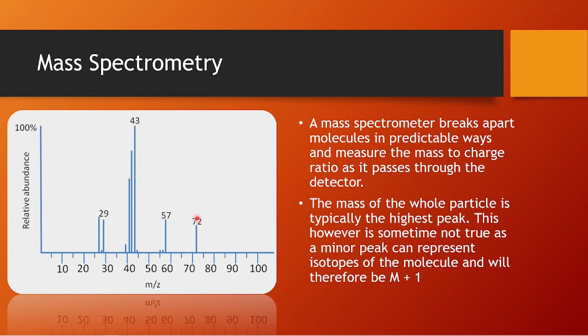The mass of the whole particle is typically the highest peak. This is however not true, as a minor peak can be represented as isotopes of the molecule and will therefore be M plus 1. So at the end here, the molecular mass of this one is 72. If you had a small peak here that was at say 73, that would be an isotope M plus 1, and your molecular weight would be 72.